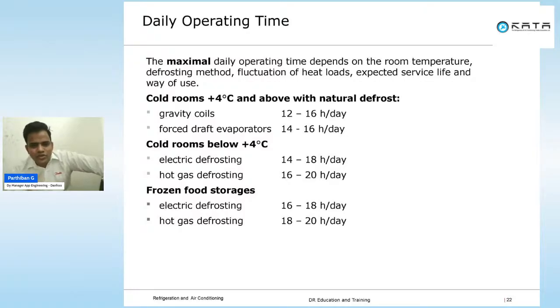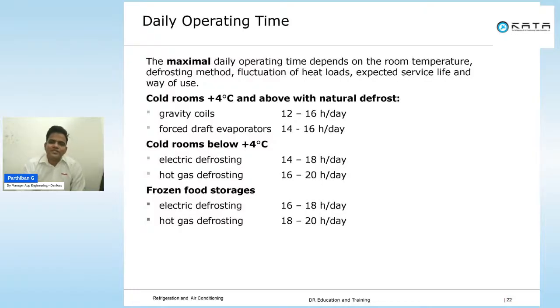Cold rooms below 4 degrees Celsius have two options: electrical defrosting and hot gas defrosting. With electrical defrosting, it's 14 to 18 hours per day. With hot gas defrosting, it's 16 to 20 hours per day. What is defrosting? When you go below 4 degrees, in cold rooms below 4 degrees Celsius, there is a chance the temperature may go below zero. When it is going below zero, on the evaporator coil, the water vapor present in the air will condense and freeze and form ice.